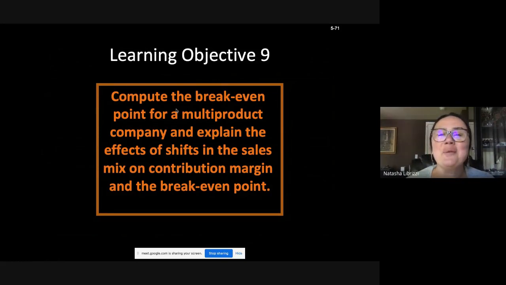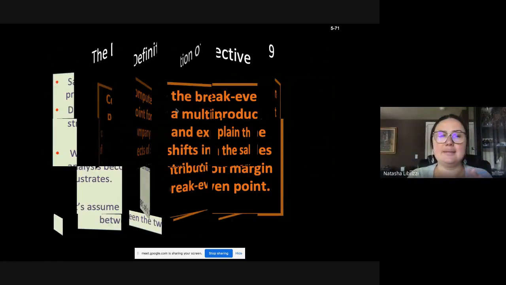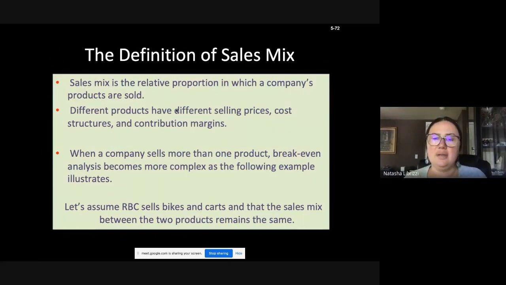We also have a multi-product concept. So we just dealt with one bike before. What happens if the company has multiple products? How do we approach this? Whatever we did with one product, we're going to extrapolate and assume the mix is the same. So there's a couple things we have to apply. I'm going to go one by one.